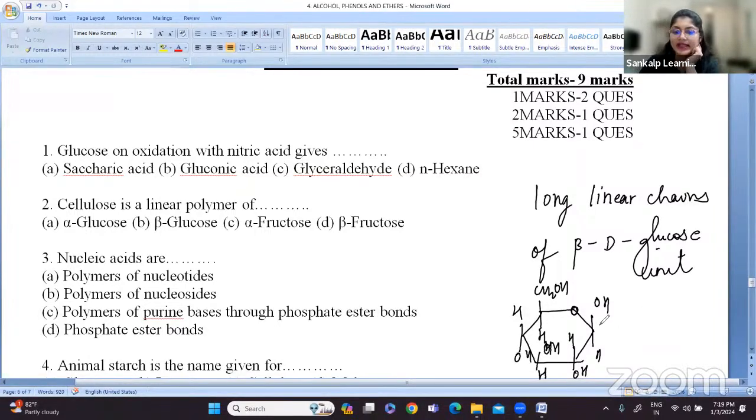So like this, your beta glucose units will link. How will they link? Suppose I join one more, how will I join it now? From here, this O, and from this, the hydrogen, there will be this connection. So from here, like this.